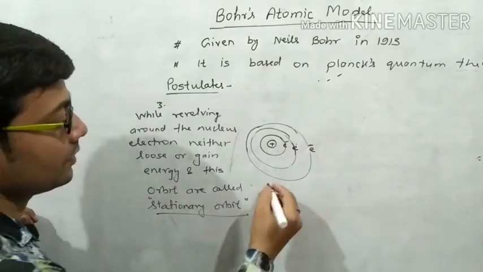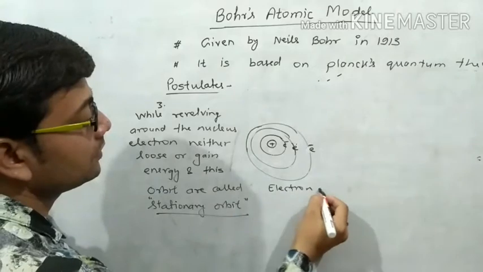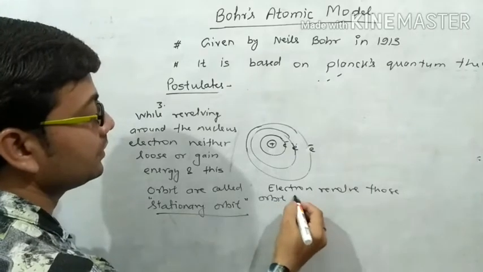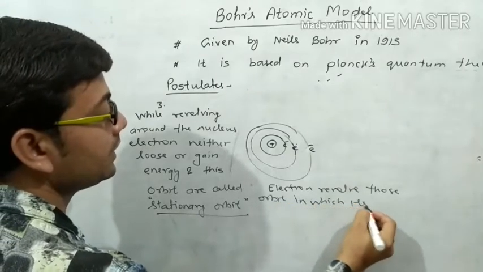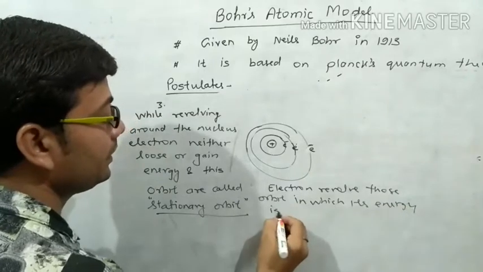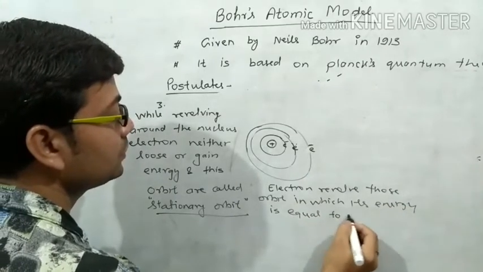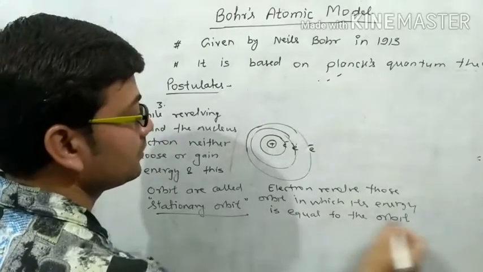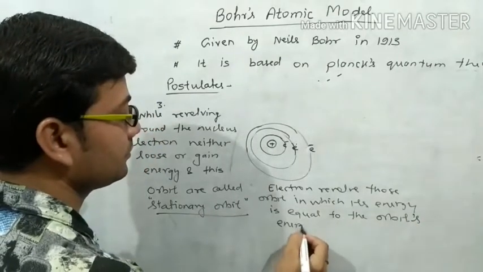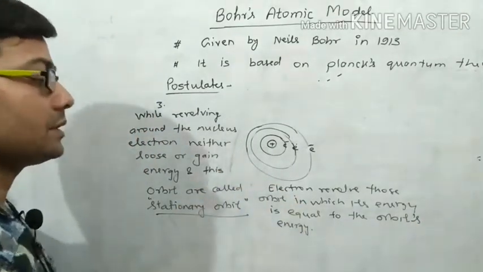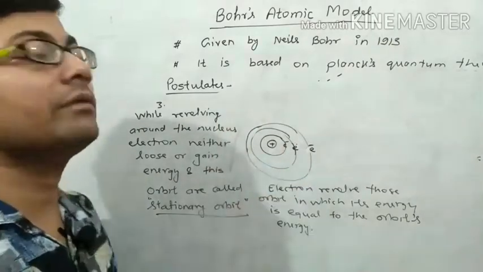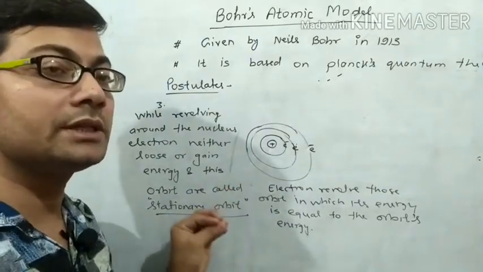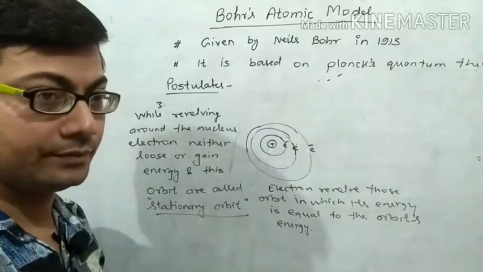And one more thing, electrons revolve in those orbits in which its energy is equal to the orbit's energy. Meaning, you must have understood that when an electron revolves around the nucleus, it neither loses nor gains energy, and its energy is equal to the energy of the orbit in which it revolves.